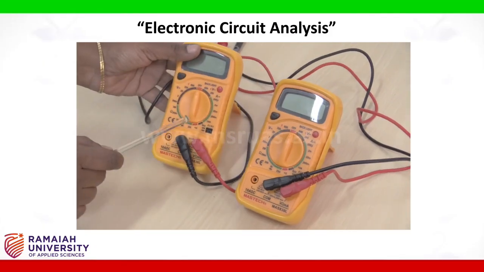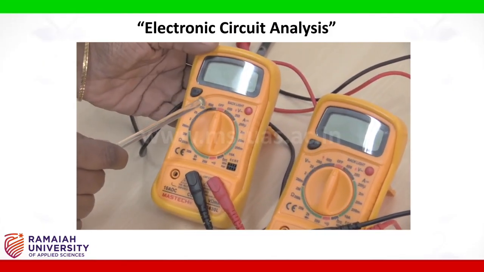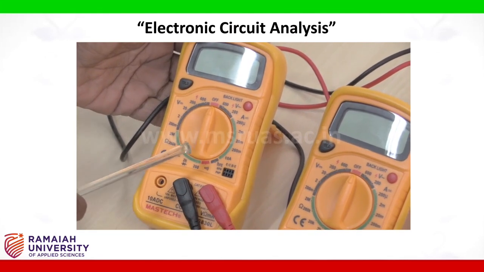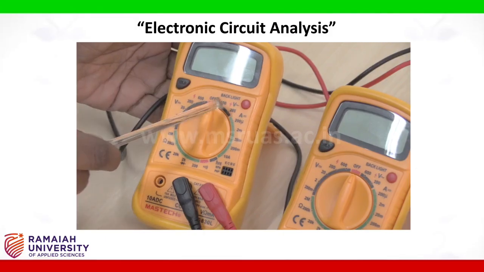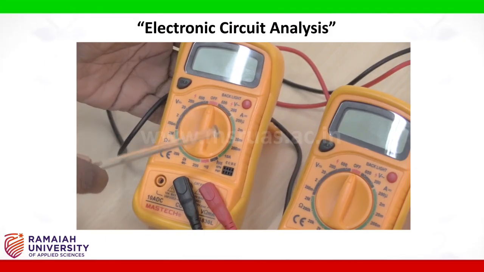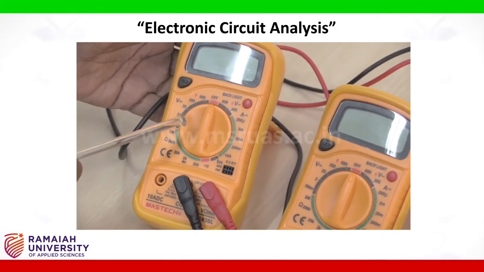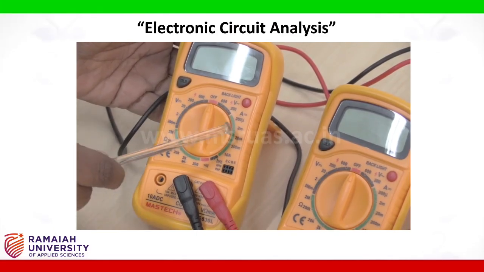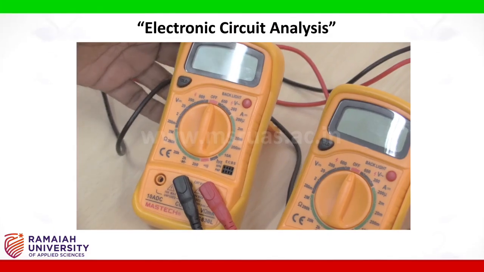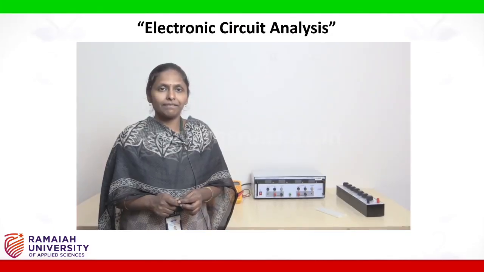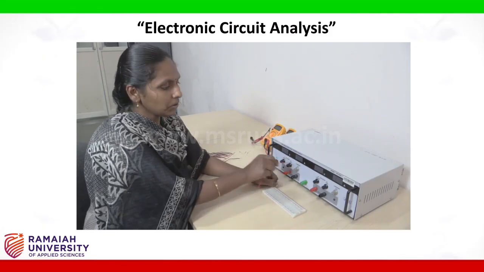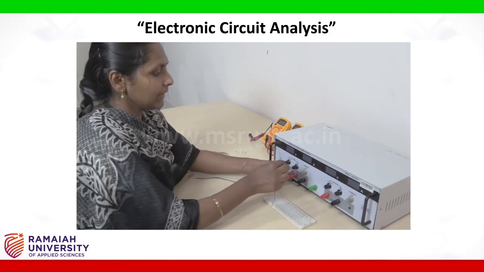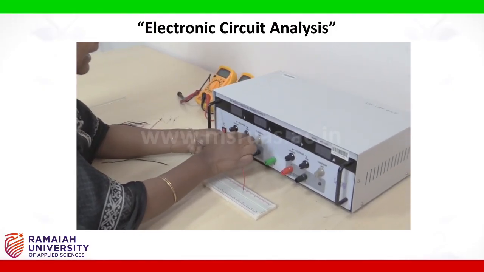In each multimeter, we have adjustments for voltage readings and current readings. We have to set the knob, this off position knob, appropriately for measuring current or voltage. We will use it for DC voltage and DC current measurement in this experiment. Let us start the experiment for verification of superposition theorem based on the circuit diagram. Superposition theorem requires two sources.